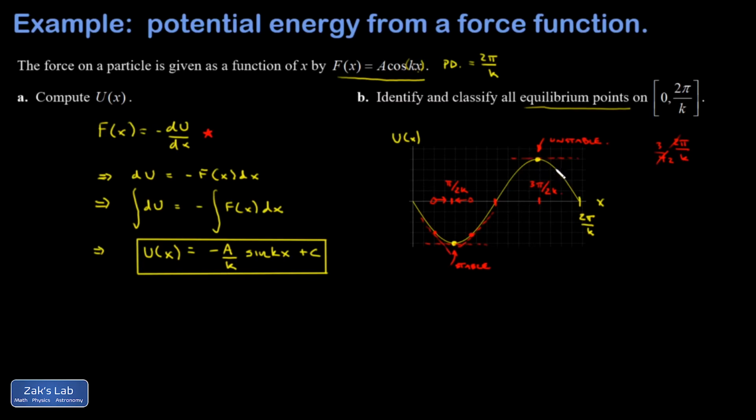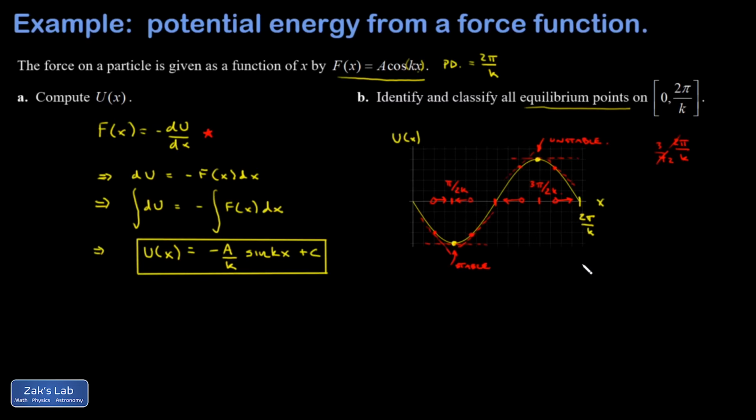The other one is unstable because if I displace a little bit from that equilibrium position, the slope of the potential energy function is negative, which means the force is positive, pointing away from the equilibrium point. So a small displacement of the object would result in the object running away from that equilibrium point. Similar if I displace a little bit to the left.